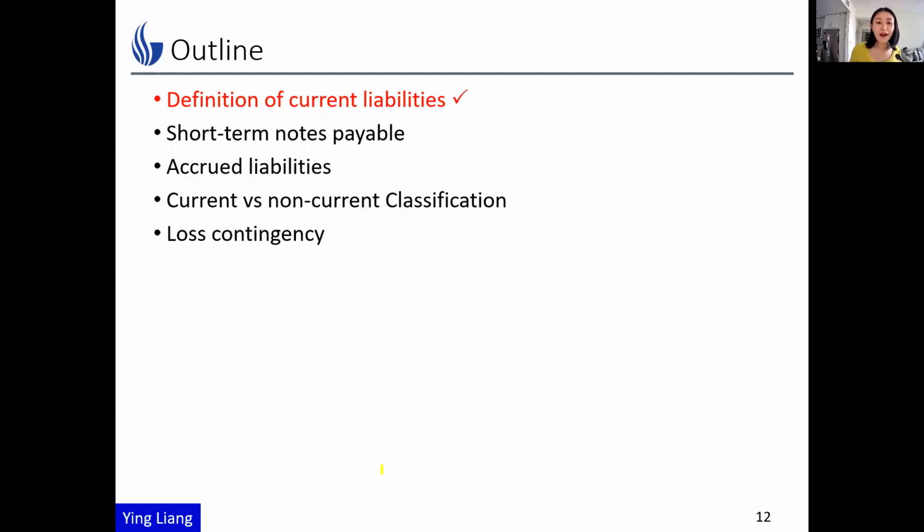So we have defined the current liabilities. Next, we're going to talk about short-term notes payable. I'll see you in the next video.